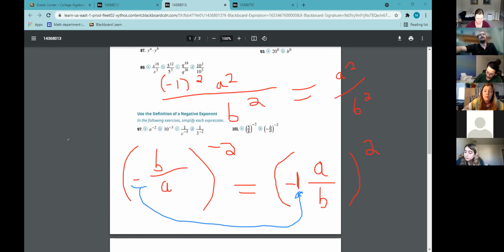Okay. It's like the slope for the perpendicular slope. We need just to change the sign and flip the whole thing. Yeah, it's a little bit different, but yeah, I see it.